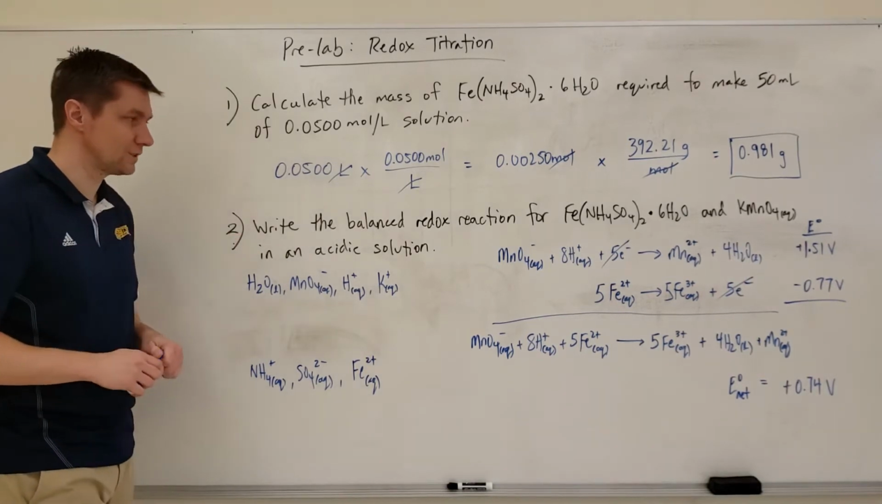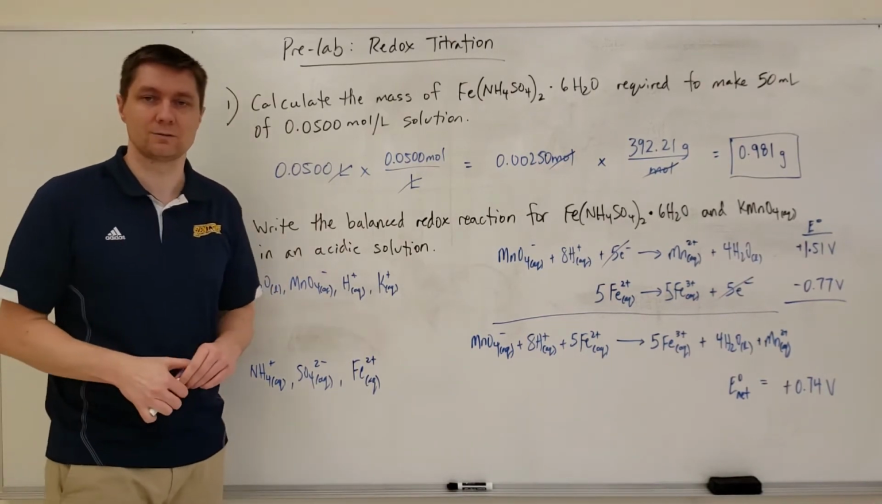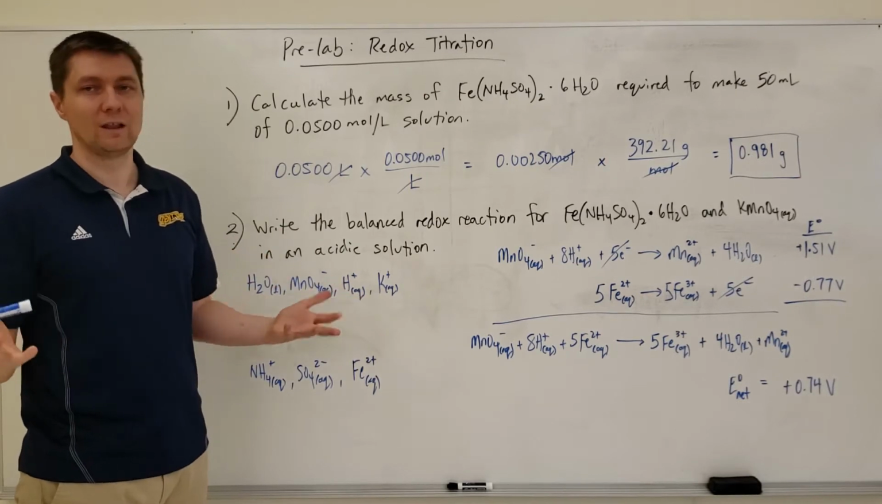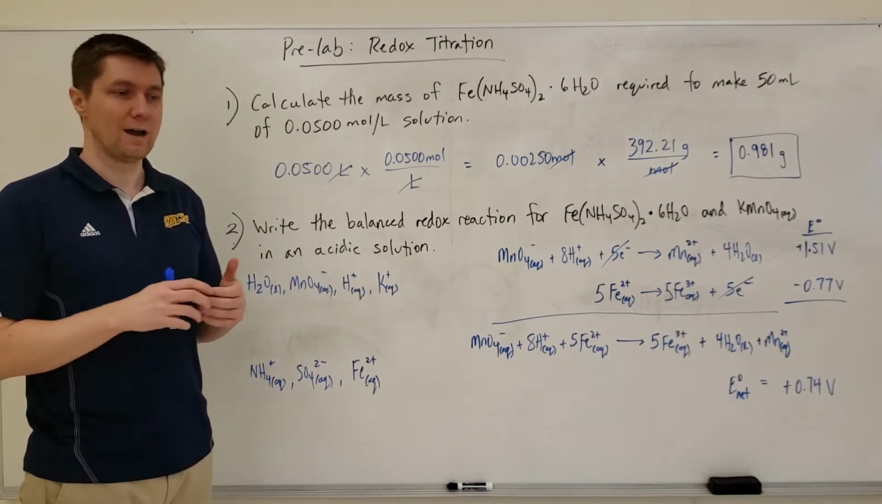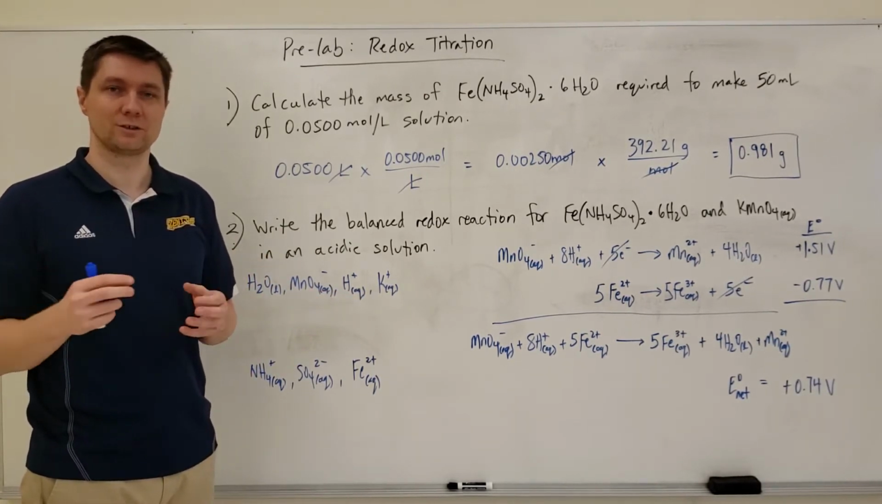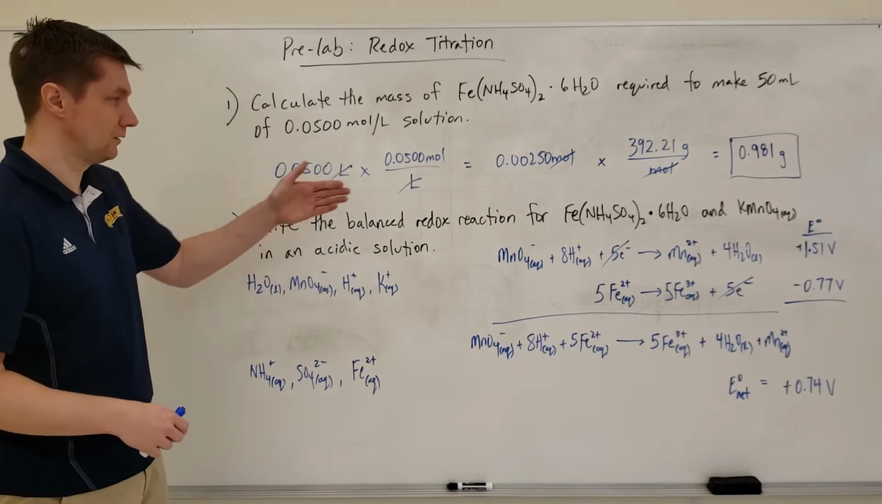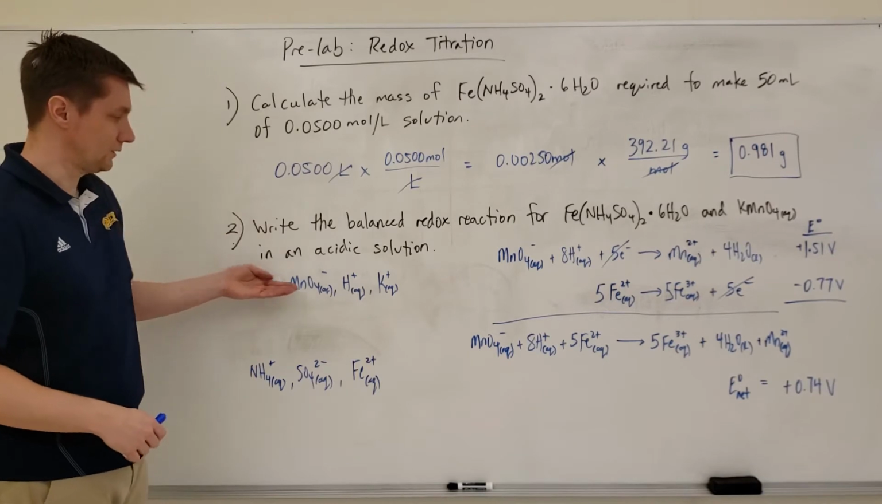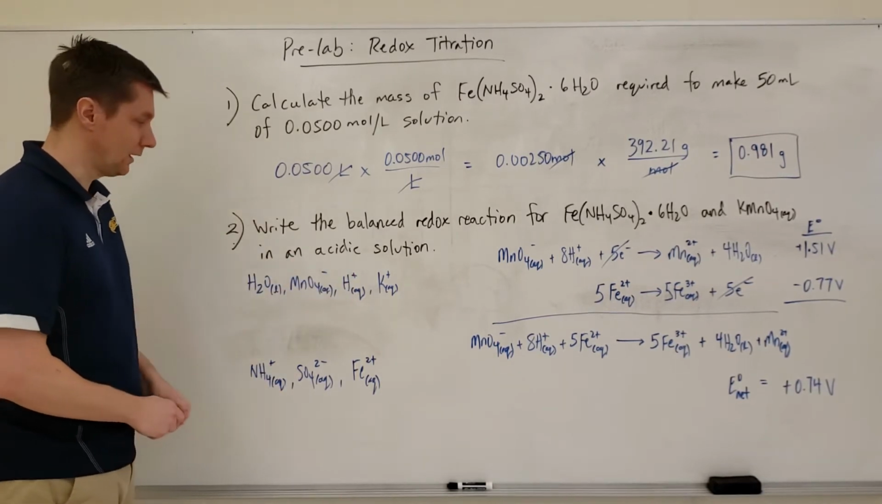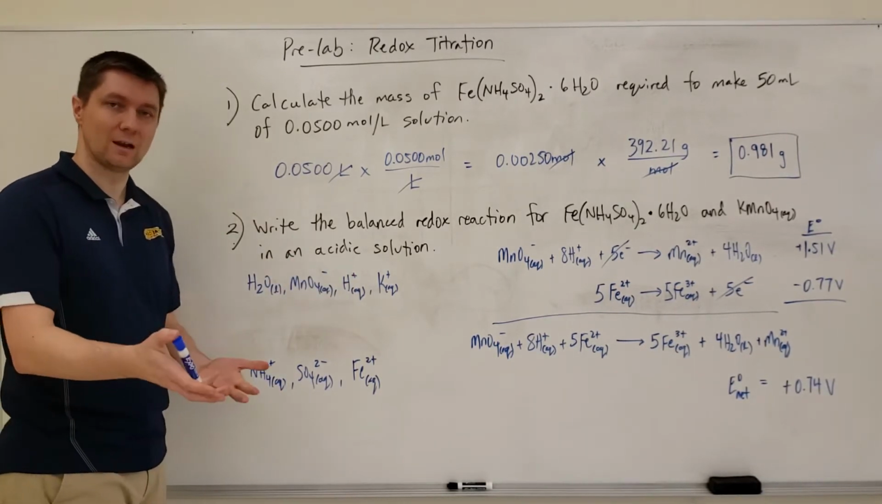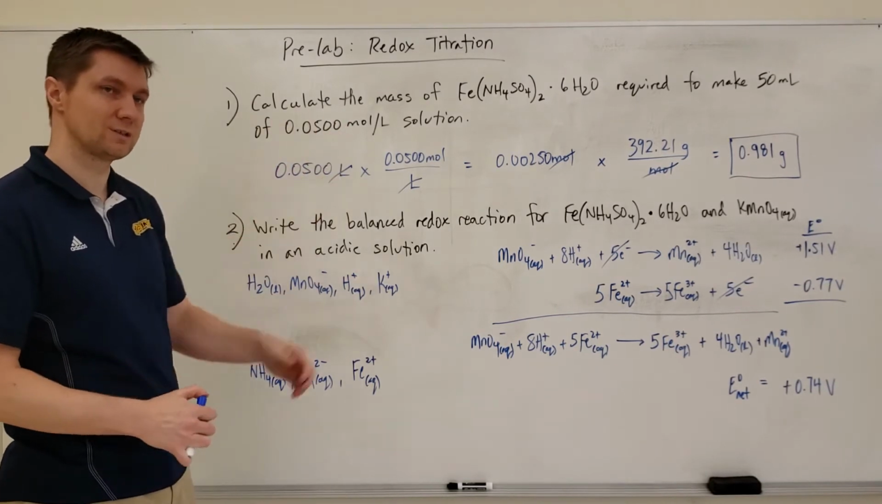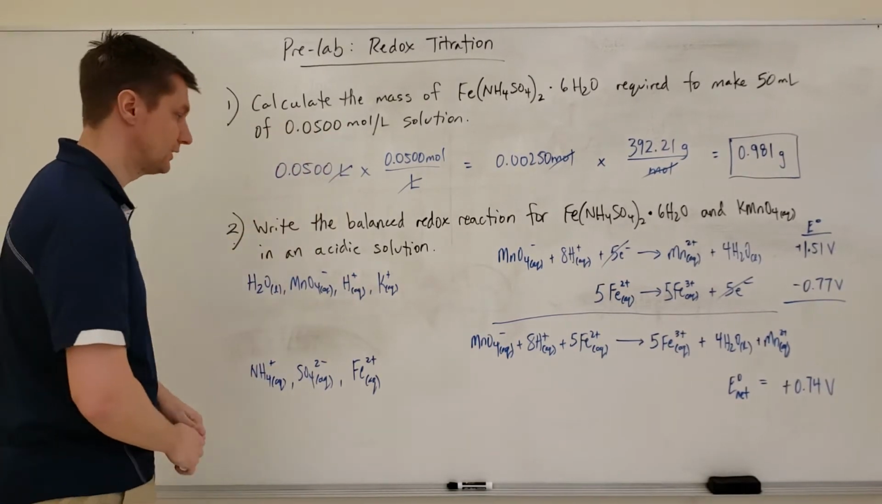Problem number 2 just asks you to write a balanced redox reaction for this problem. We've done lots of those questions where you have to write a balanced redox reaction from a written problem, and so this is no different. You're just given the information here. So write out the species listed for this problem, and then you use your data booklet to identify which is your strongest oxidizing agent and which one's your strongest reducing agent.